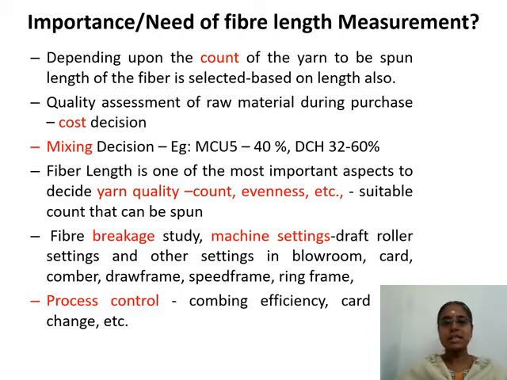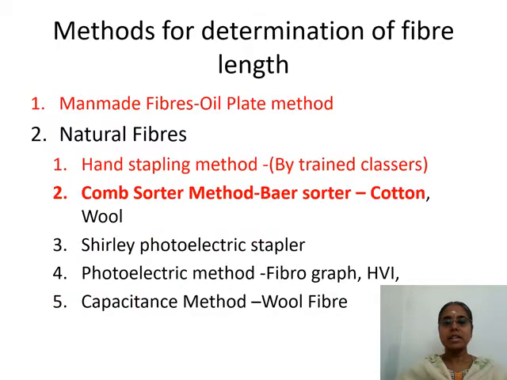So this tells the importance or need for fiber length measurement: count determination, cost determination, mixing decisions, quality of yarn, evenness, hairiness, then machine conditions, breakage, productivity, machine settings, and process control. You need to go for fiber length measurement. So I hope you have understood the need now. Next we'll go to the methods of determination of fiber length.